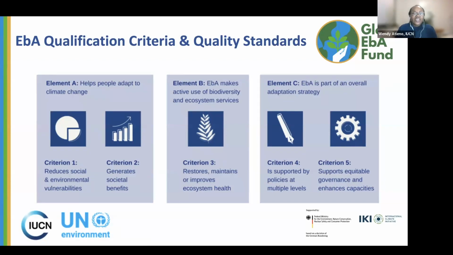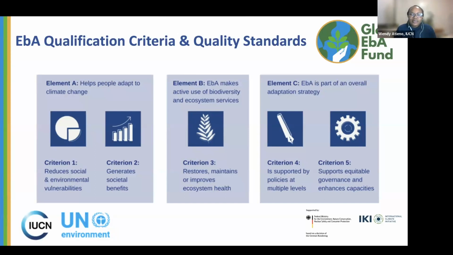Criterion 3 is about ecosystem health in the sense that EBA restores, maintains, and improves ecosystem health. So we have to be able to see how your intervention targets biodiversity gain. And this is one that seems a little bit contradictory when we say we are deprioritizing field implementation, but really it's how does your intervention contribute to the restoration, maintaining and improvement of ecosystem health. So you need to be able to articulate that.